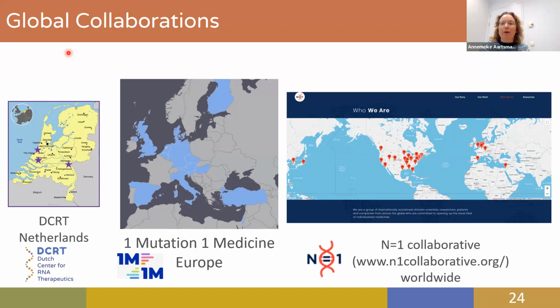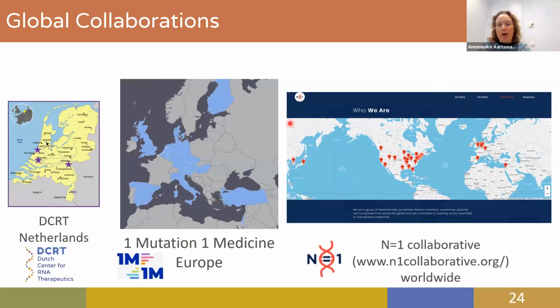So I mentioned already in the learning points that what's crucial is to not do this in isolation. So we have the Dutch Center for RNA Therapeutics, but we're also working European-wide with a network called One Mutation, One Medicine. And that's because in Europe, there's this named patient setting, but how it works, that differs per country. So that's something that we can align, coordinate. There's processes that will apply to everyone. There's processes that will be country specific, and we coordinate that from the One Mutation, One Medicine initiative.